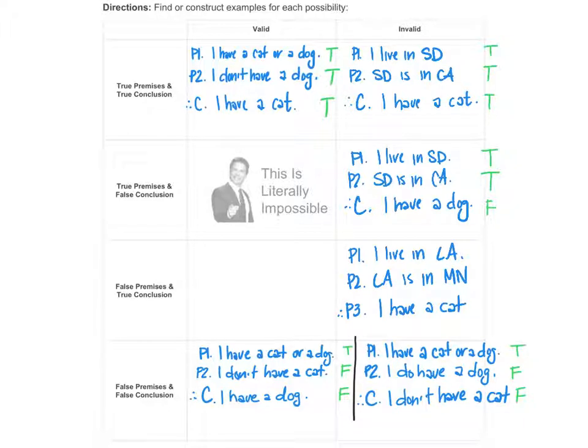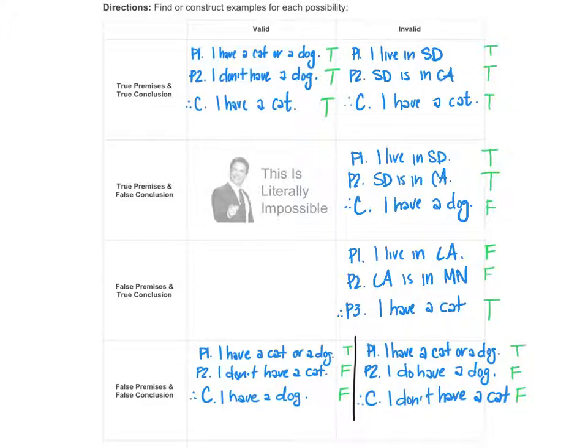So say I made the argument: I live in LA, LA is in Minnesota, therefore I have a cat. Of course, nobody would ever make this argument. It's a stupid argument. But if I intend for these to be reasons to support my conclusion, well, I live in LA, that's false. I live in San Diego. LA is in Minnesota, that's false. It's in California. And I have a cat, it's true.